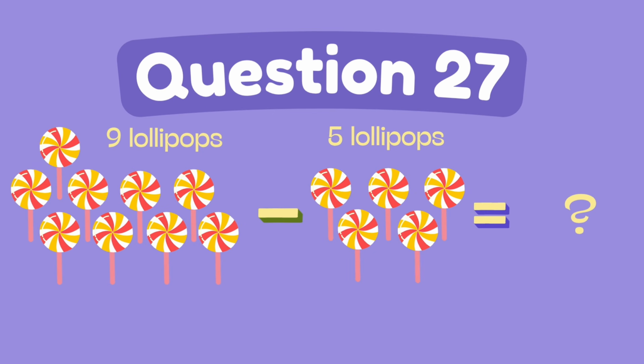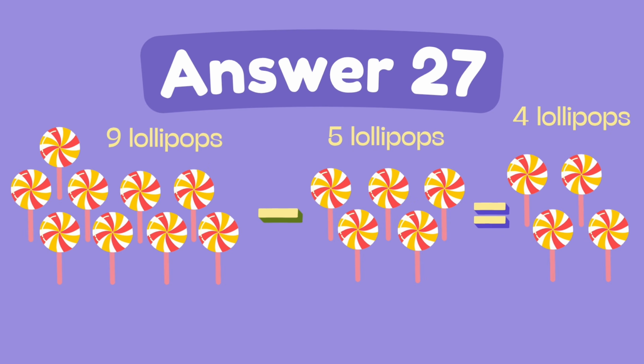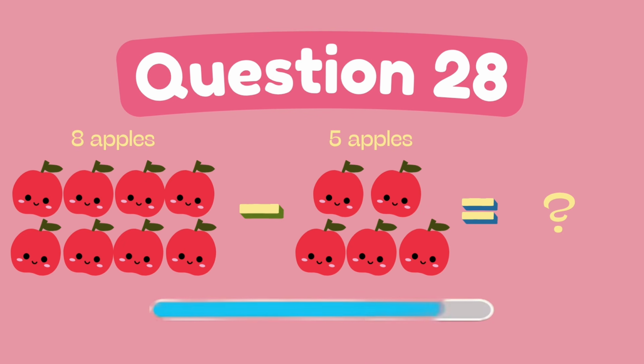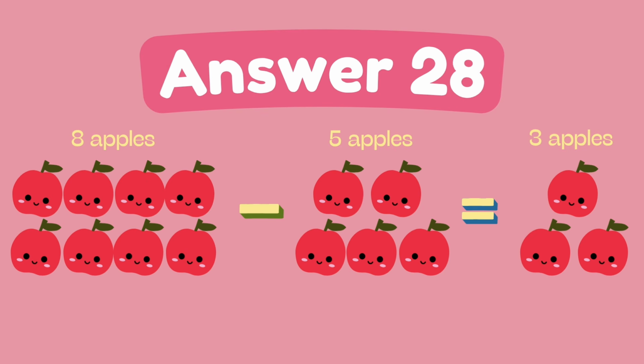What is 9 minus 5? The answer is 4. What is 8 minus 5? The answer is 3.